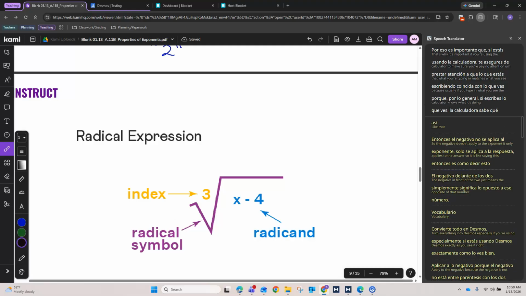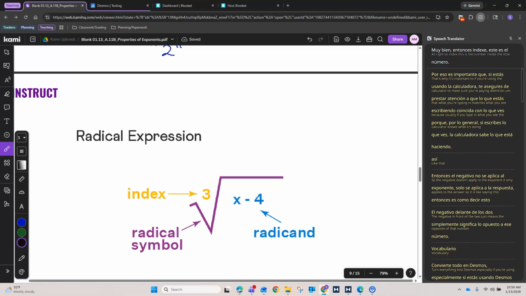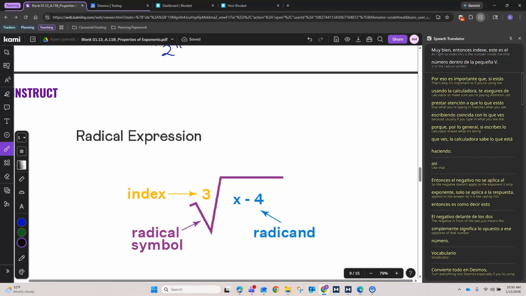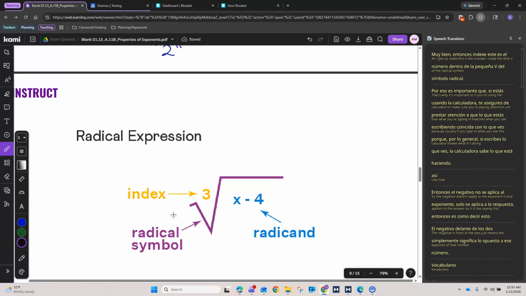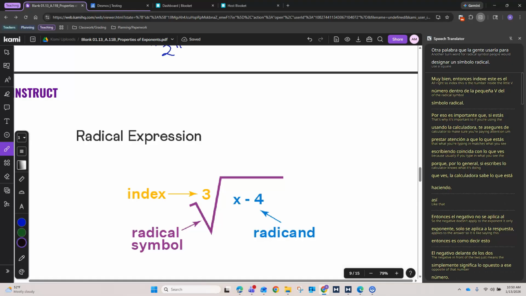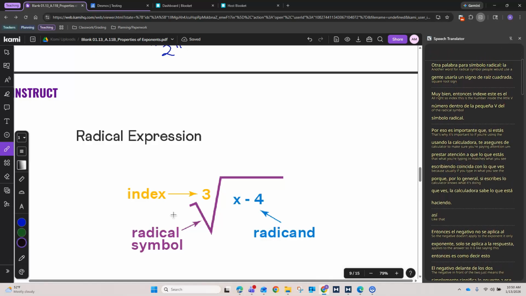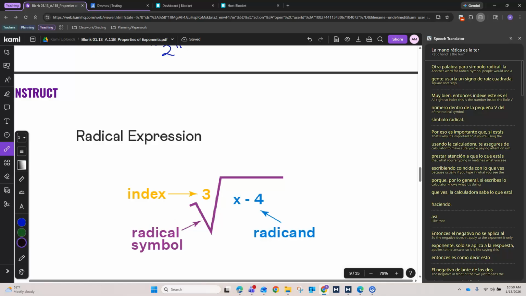Okay. All right, so index, this is the number inside the little v of the radical symbol. Another word for radical symbol people would use is square root sign. Usually if we see it without an index, we just say square root. Radicand is the term inside the radical. We very rarely use that, and I have never used it outside of this class or outside of math class.